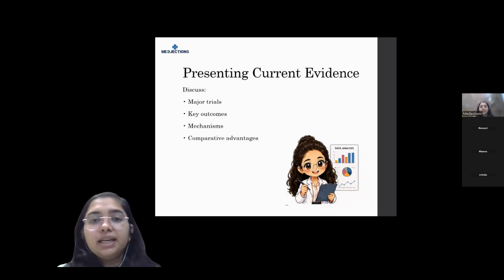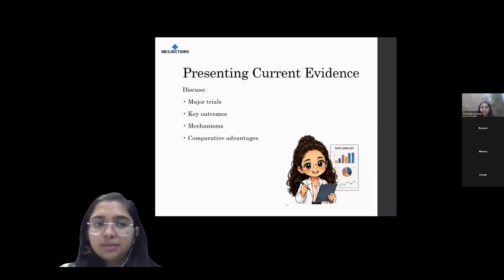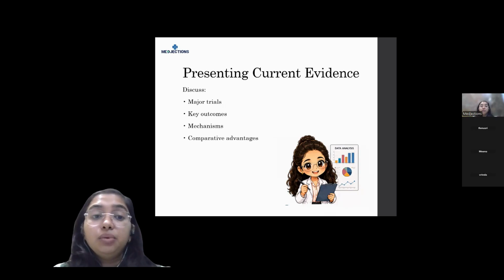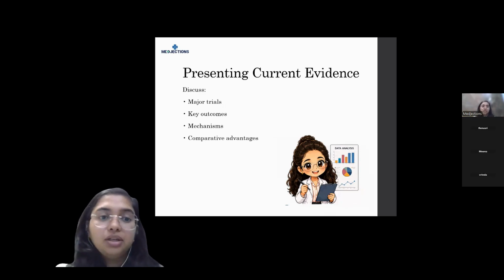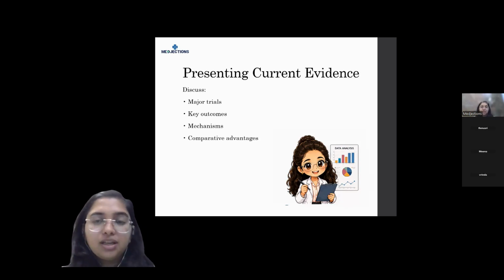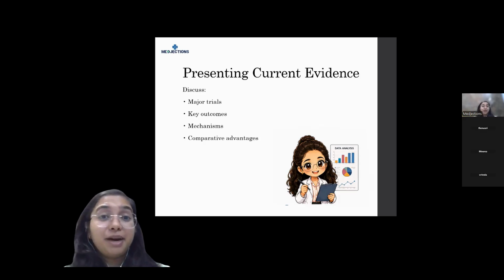Now, presenting the current evidence: the major trials, the key outcomes, mechanisms, and comparative advantages. For this part, you will use all these four sections in Notebook LM AI, and you will get all the information about that drug, about that paper. From there, you have your own notes ready. You can prepare your notes, and that will help you in writing the section. Again, I have saved my time with Notebook LM.